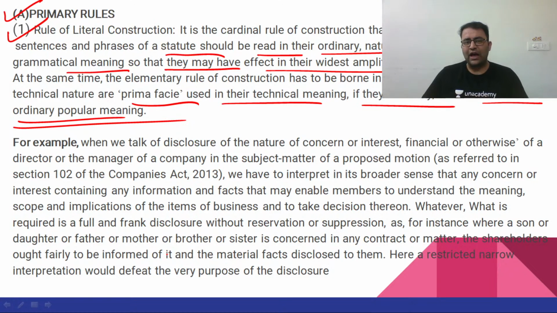Okay, so in the narrow sense, he can say, okay, I don't have any interest in that, so I will not disclose. But the actual interpretation of that will be if in case the son, daughter, father, mother, brother or sister of the director is concerned in the contract, then that also he has to disclose. So it's always good to take the broader view than the narrow view, because the narrow interpretation would defeat the very purpose of the disclosure.